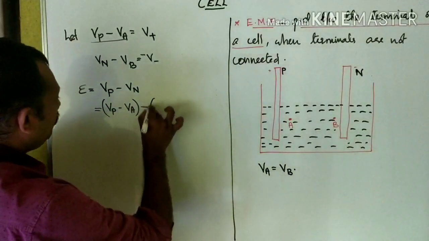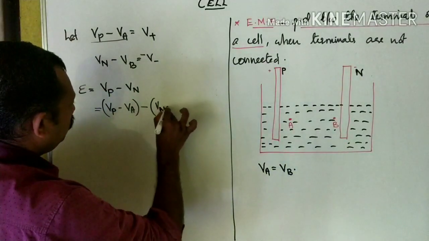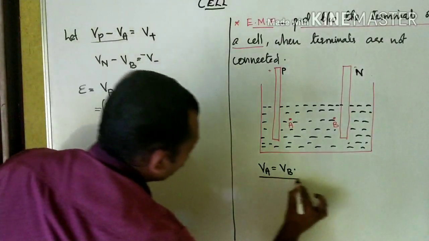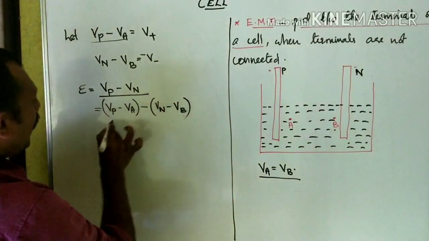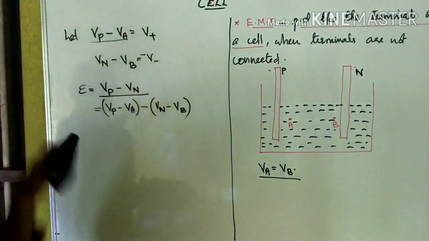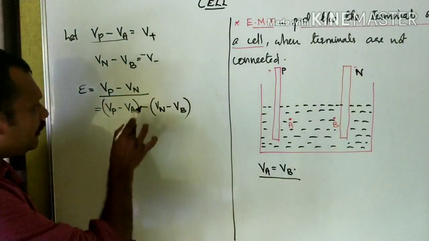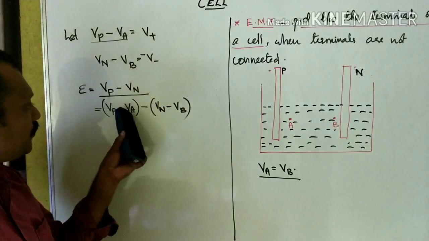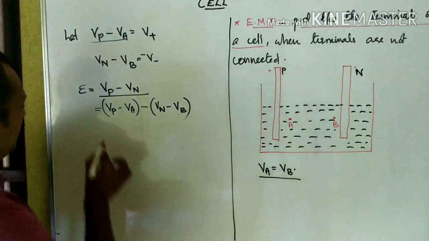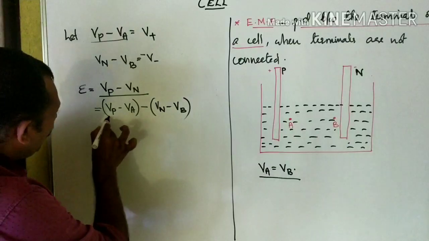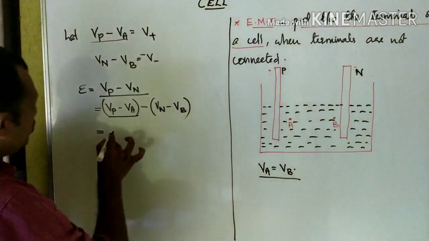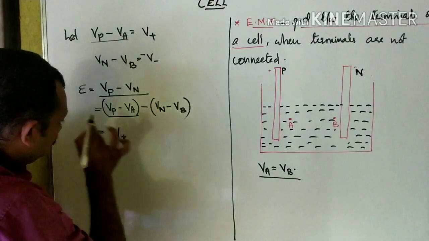Vp minus Va. Now look at this expression, look at this step and look at this step. Now the question is, this is Vp minus Va minus Vn plus Vb minus Va plus Vb, they will be cancelling. Now what is Vp minus Va? Vp minus Va we already got, this is V plus.